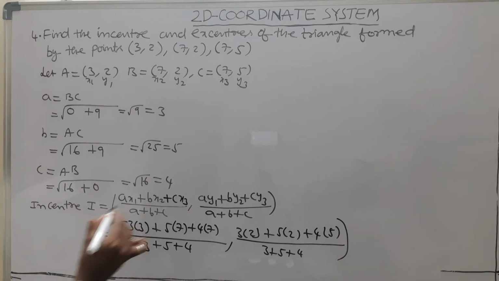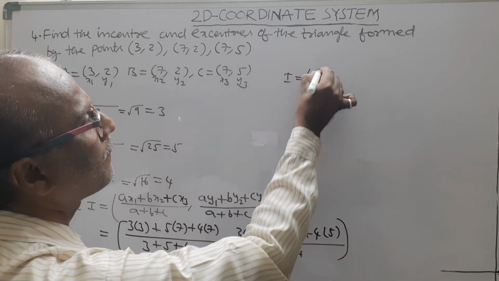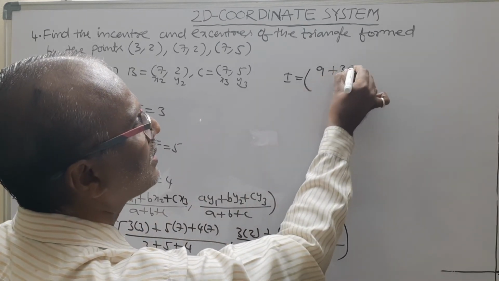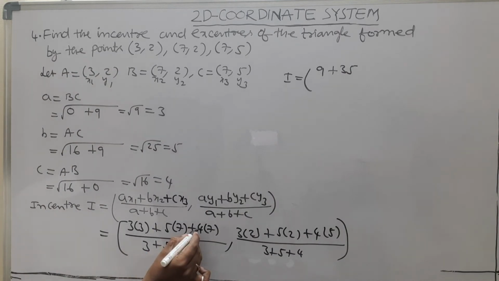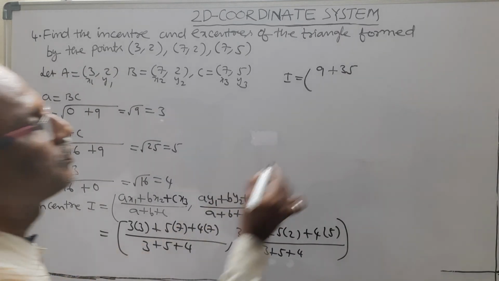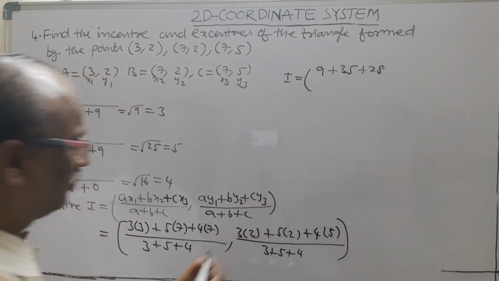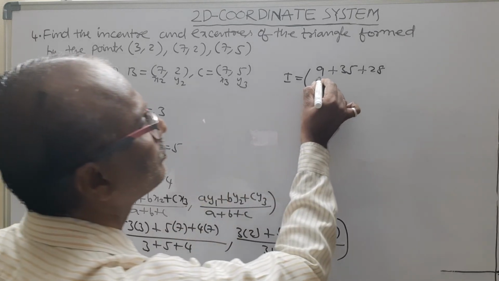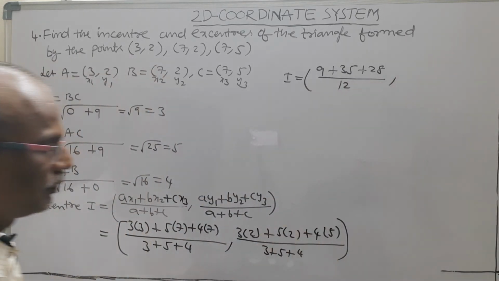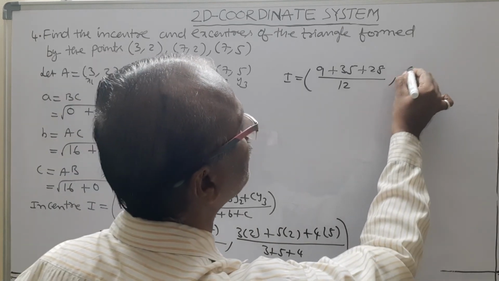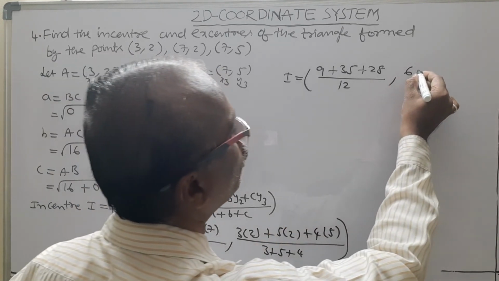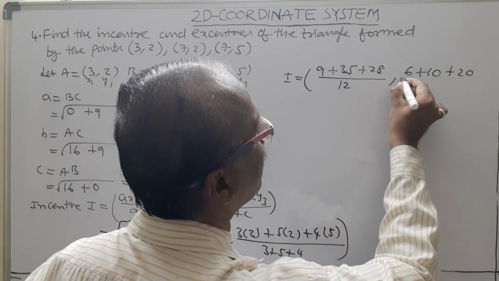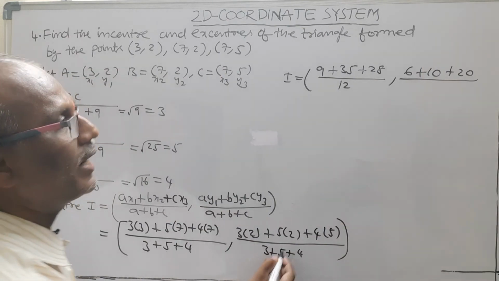Here 3 3s are 9. 5 7s are 35, plus 35. 4 7s are 28, plus 28. 3 plus 5 is 8, 8 plus 4 is 12. Comma, 3 2s are 6. 5 into 2 is 10. 4 5s are 20. By 3 plus 5 is 8, 8 plus 4 is 12.